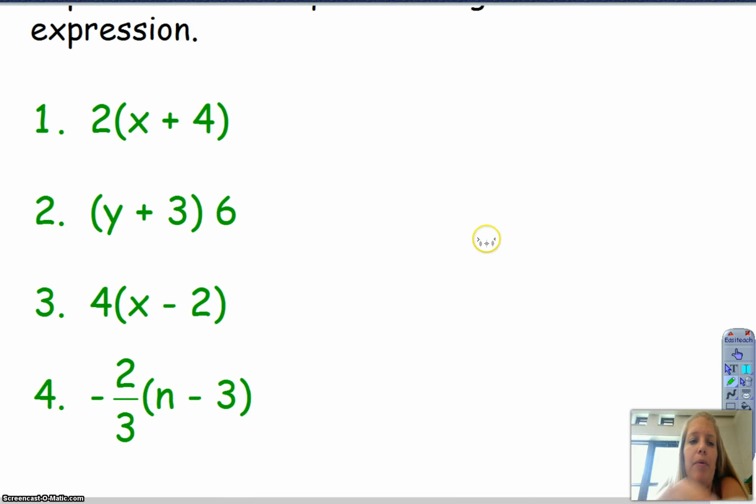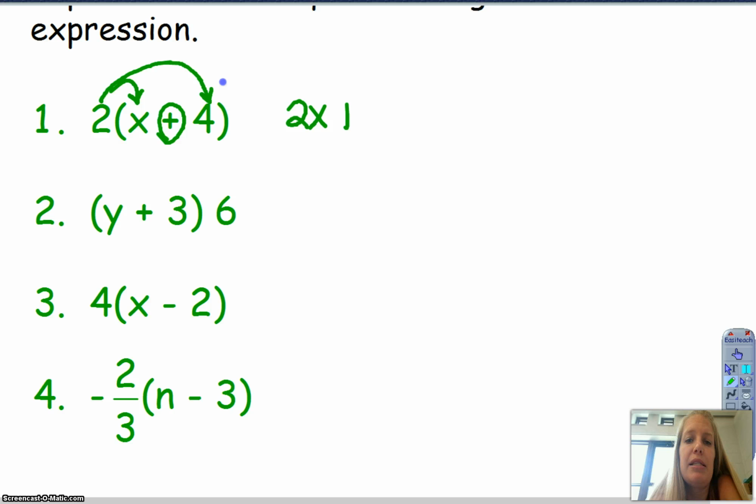The first example, 2 times x is 2x. Remember, you just put them right together with no dot. And then we have 2 times a 4 here. And this is a positive 4 because we see the plus sign there. So 2 times 4 is 8. So we're just going to write plus 8.